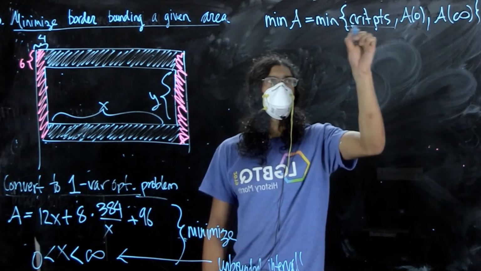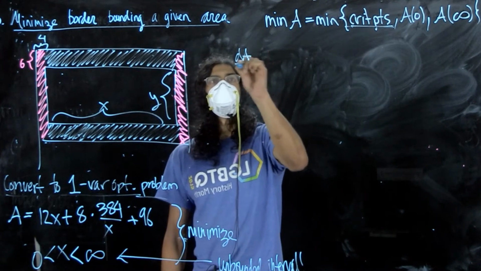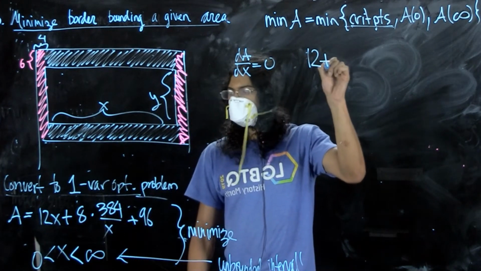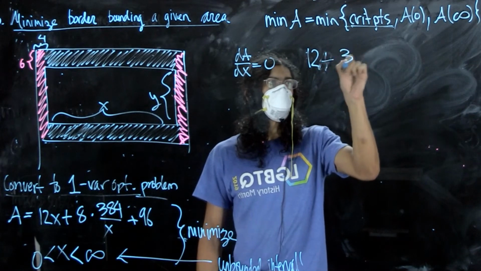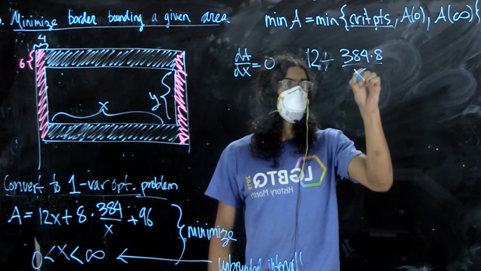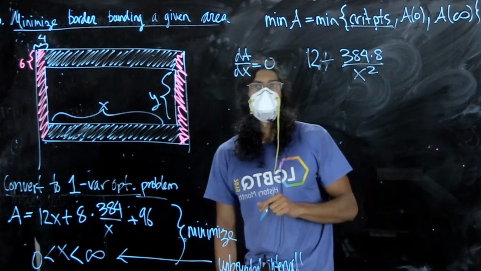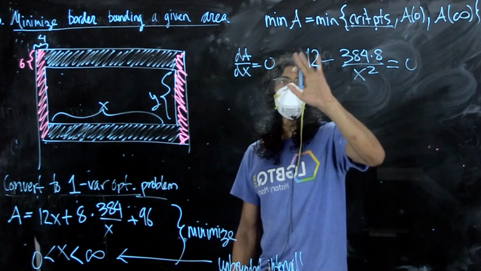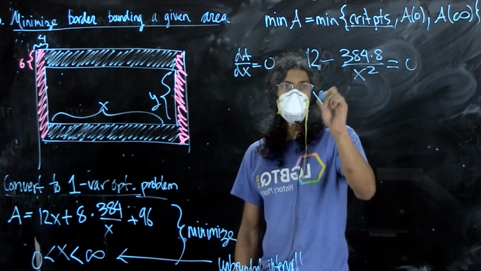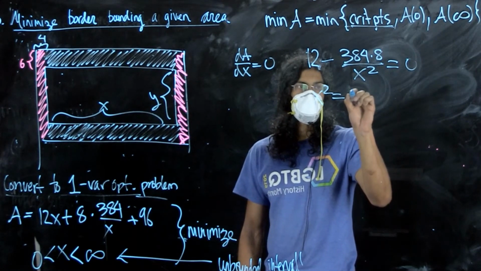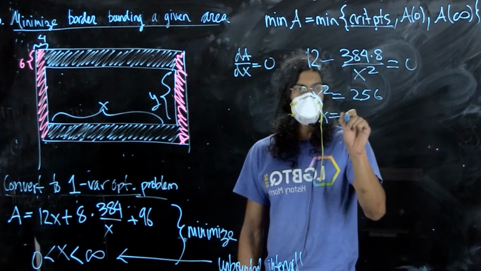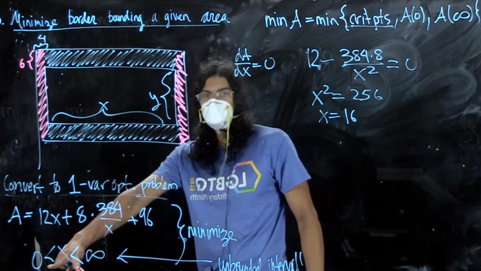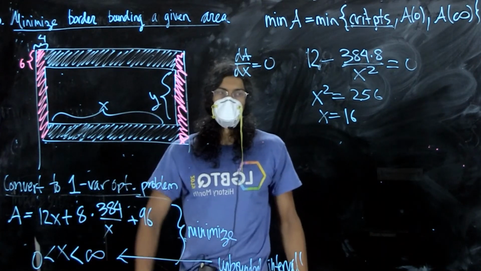Okay. Let's look at the critical points first. dA by dx is 12 minus 3,072 over x squared, which equals 0. If you solve this thing, you'll get that x squared equals 256. So x equals plus or minus 16. I don't care about the negative root because I'm optimizing over this positive domain.